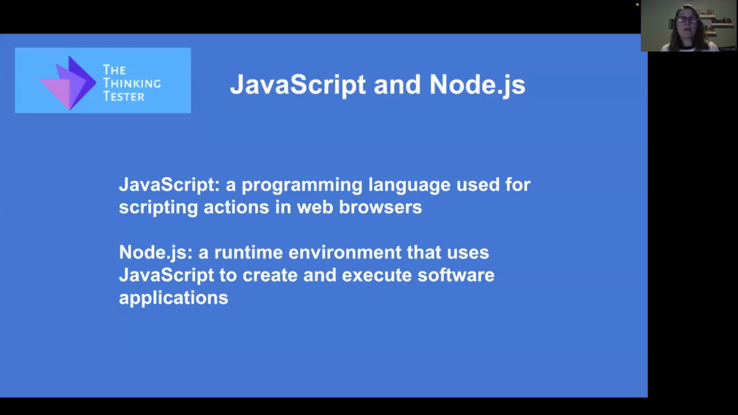First, let's learn the difference between Node.js and JavaScript. JavaScript is a programming language used for scripting actions in web browsers. Node.js is a runtime environment that uses the JavaScript language to create and execute software applications. Today, we're going to start off by downloading and installing Node.js. I'll show you how to do it on Windows first and then on a Mac.